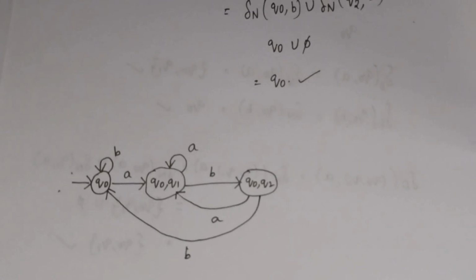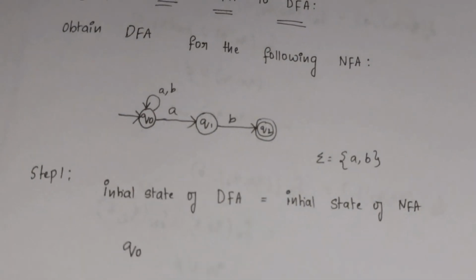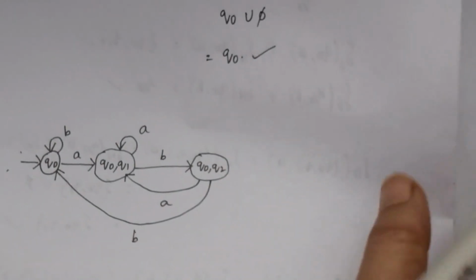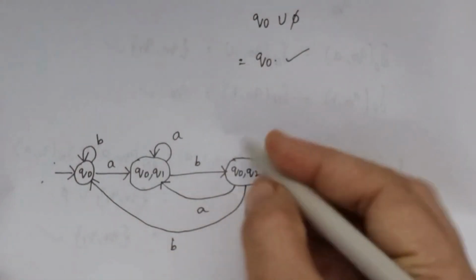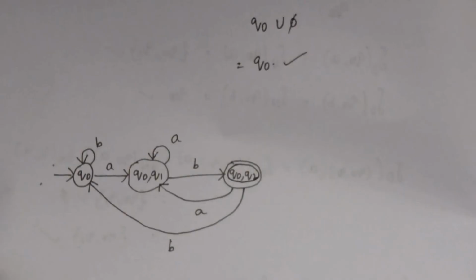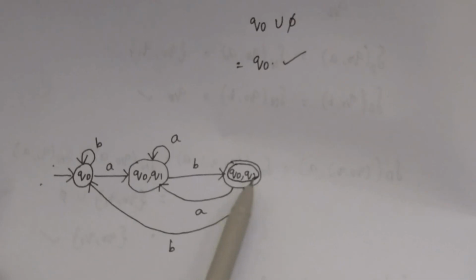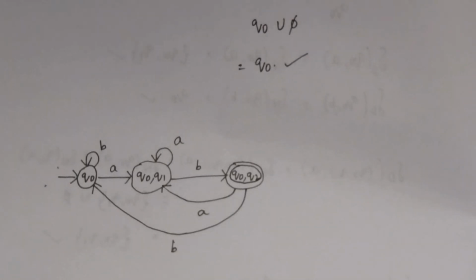And the final step is the final state of NFA. What is the final state of NFA? The final state of NFA is Q2. Wherever we have that state, we will make it final. So here we have Q2, so make this state a final state. Here we have only this state containing Q2, so make it the final state. So this is the conversion from NFA to DFA.